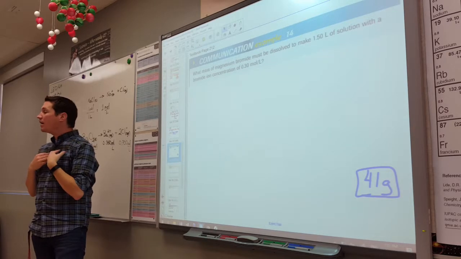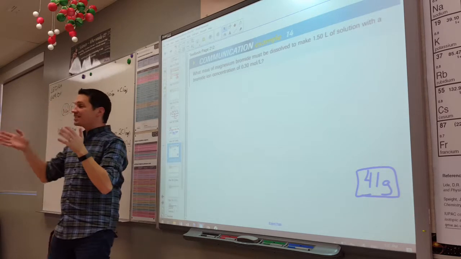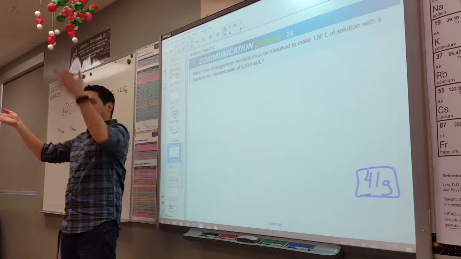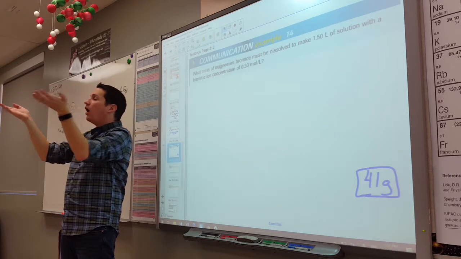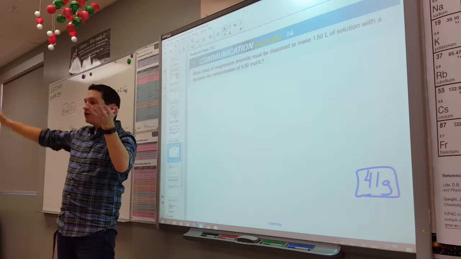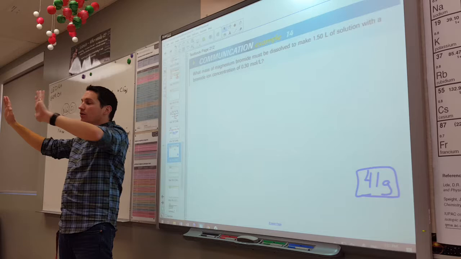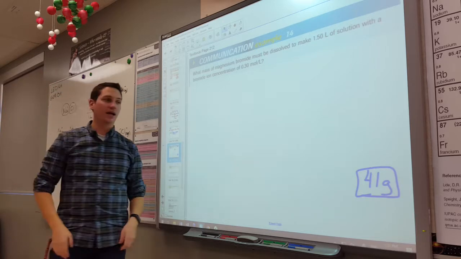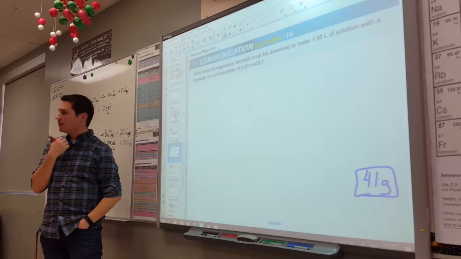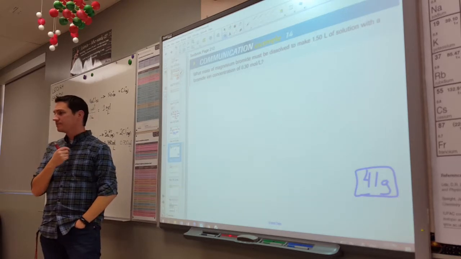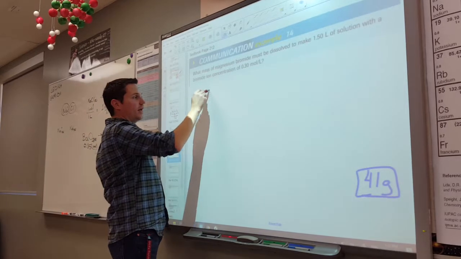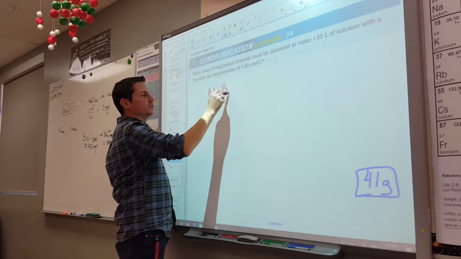I would always try and start, if it's asking you a question about this substance, I would always try and write out a reaction. If it's giving you something to do with one entity and it's asking you about a different entity, we need to write out a reaction. So, magnesium bromide. What's the formula for magnesium bromide? MgBr2.